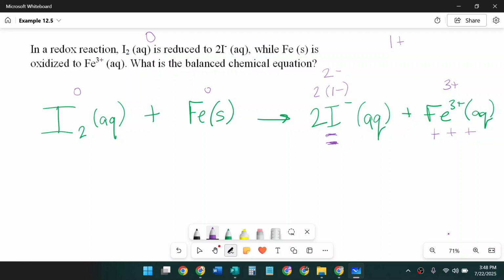We have the iodine. We know that it's being reduced, and it's going from 0 to 1-, but because there are 2 of them overall, it's going down 2. That is what's happening to the iodine. And then the iron is also starting at 0, but it's going to a 3+, and there's only 1 of them, so I'm just going to repeat the number. So the iron is going up 3.